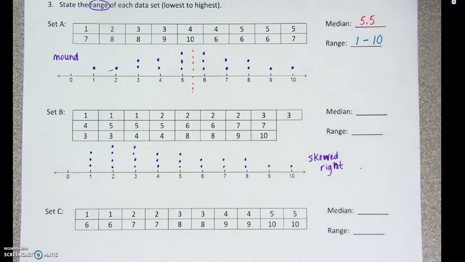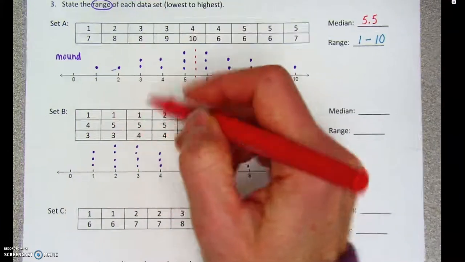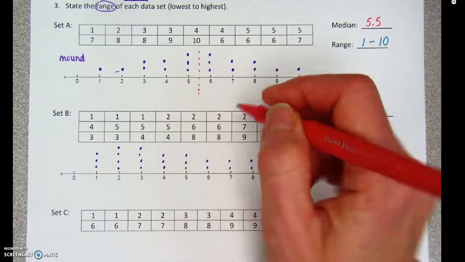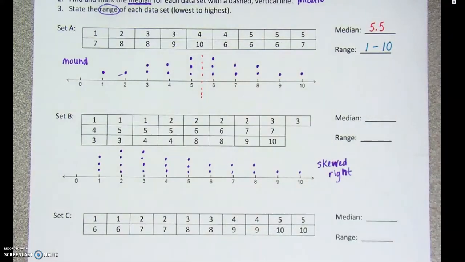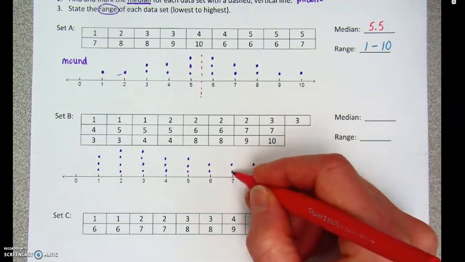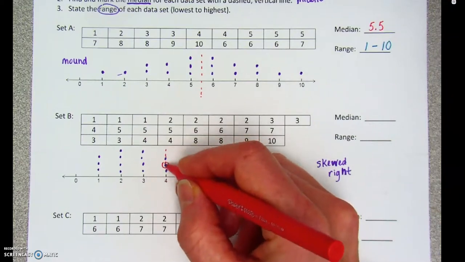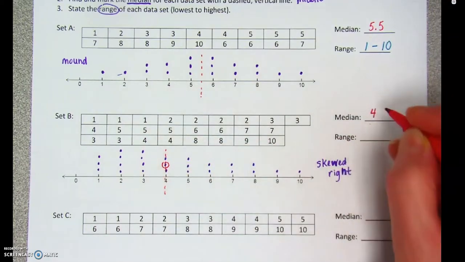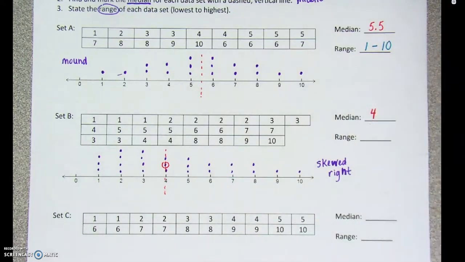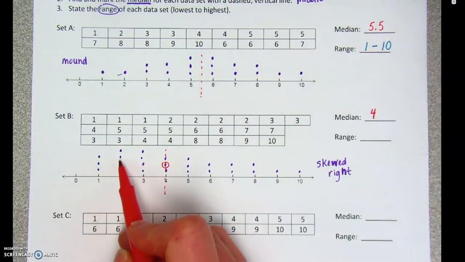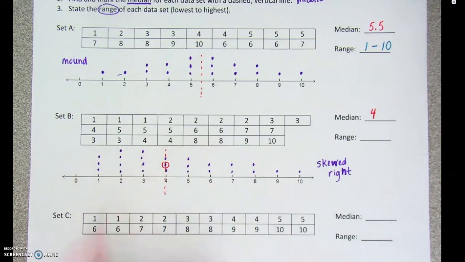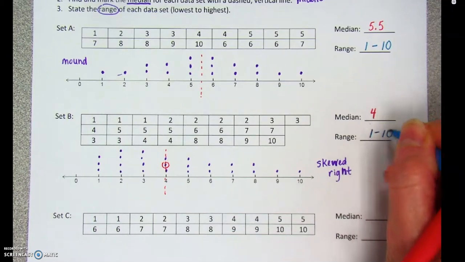How many data points are in this set? 25. So the middle value will be the 13th value from either end. 1, 2, 3, 4, 5, 6, 7, 8, 9, 10, 11, 12, 13. There it is. The median value is 4. I should probably check it from the other direction. Yep. And then the range, again, is from 1 to 10.